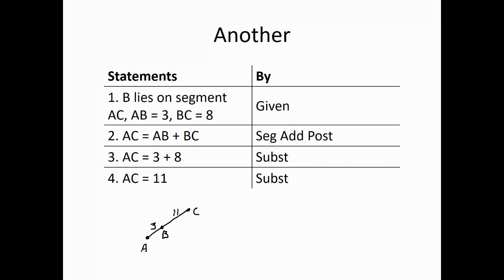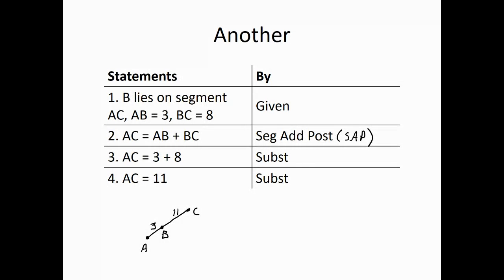Okay, so line number 2. We now say that AC is equal to AB plus BC. That is, the whole is equal to the sum of the two parts. That's the segment addition postulate, which, of course, to use the abbreviation, could be called SAP as well. And then let's see what happened on line number 3. It looks like line number 2, except the AB became 3 and the BC became 8. That's substitution. AB is equal to 3, so we can replace AB with 3. BC is equal to 8, so we can replace BC with 8. And that kind of replacement we call substitution.